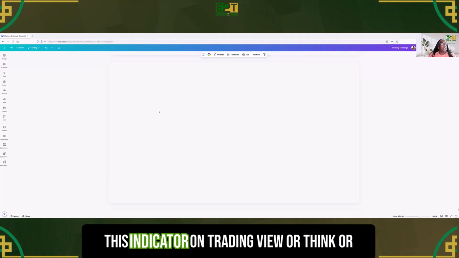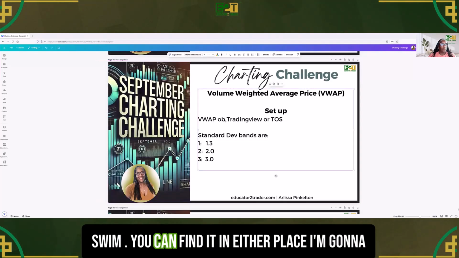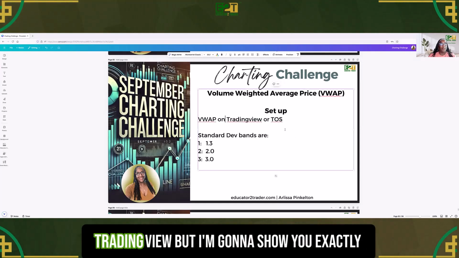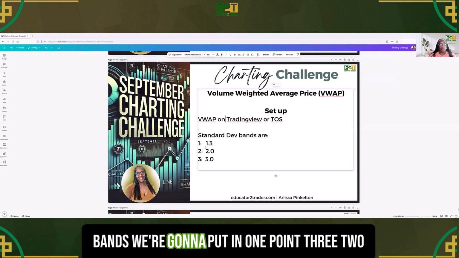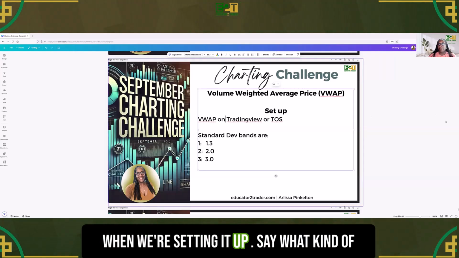You can find this indicator on TradingView or Thinkorswim. You can find it in either place. I'm going to show you. I showed it to you already on TradingView, but I'm going to show you exactly which one I found. And the standard deviation bands, we're going to put in 1.3, 2.0, and 3.0 on those when we're setting it up.